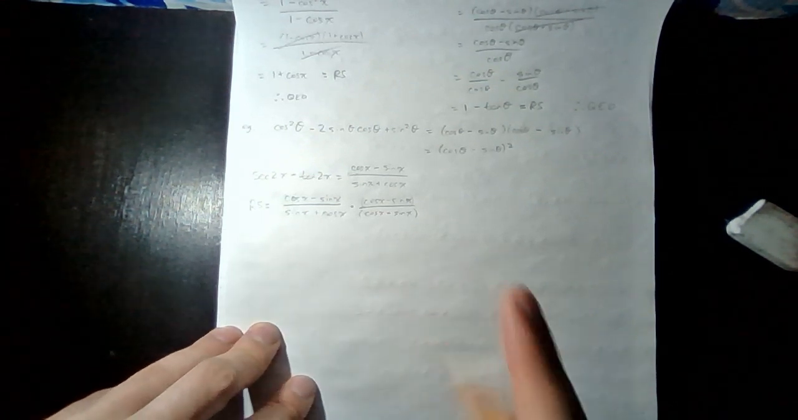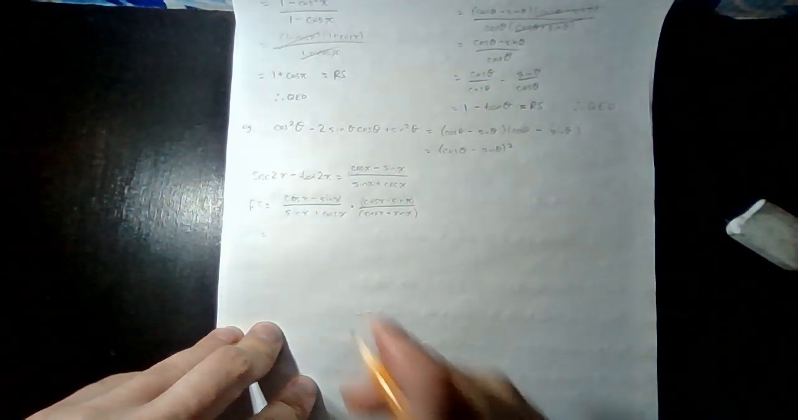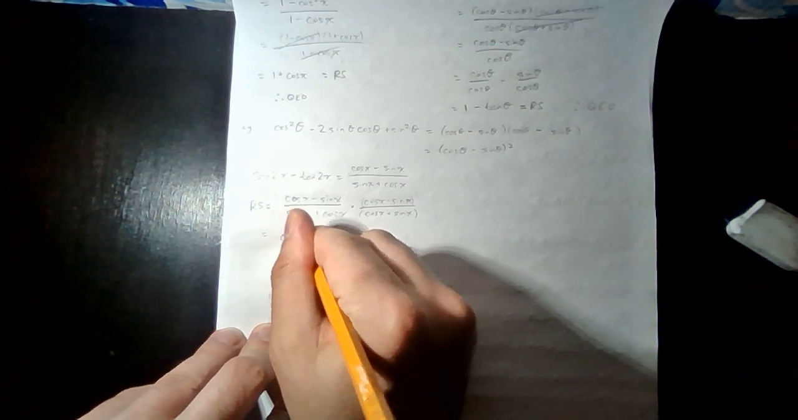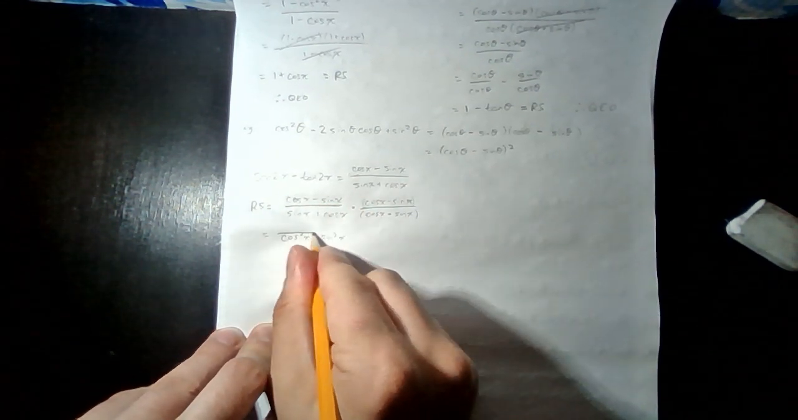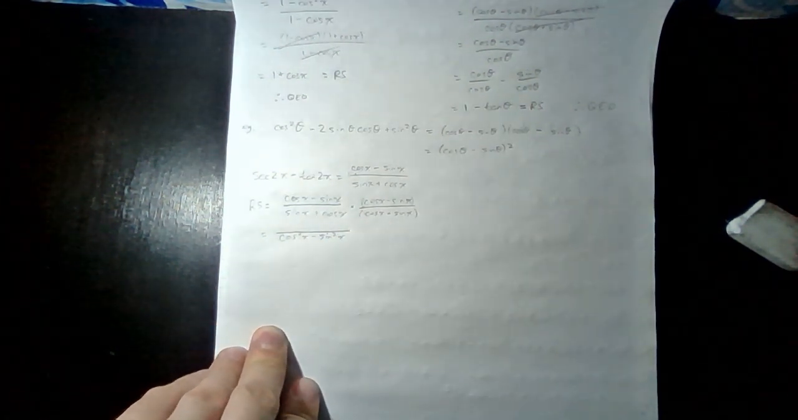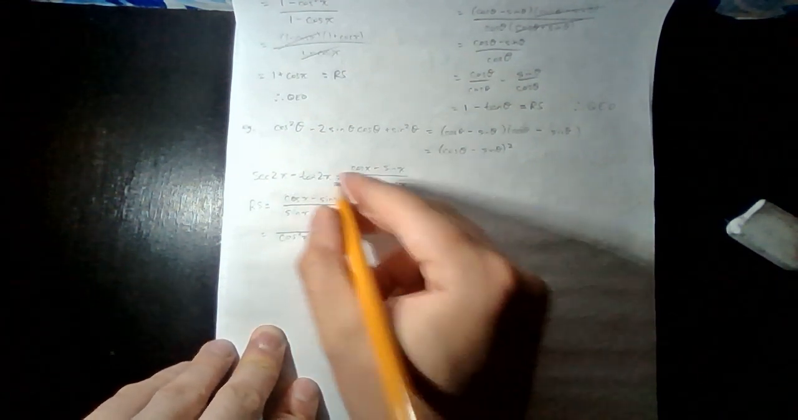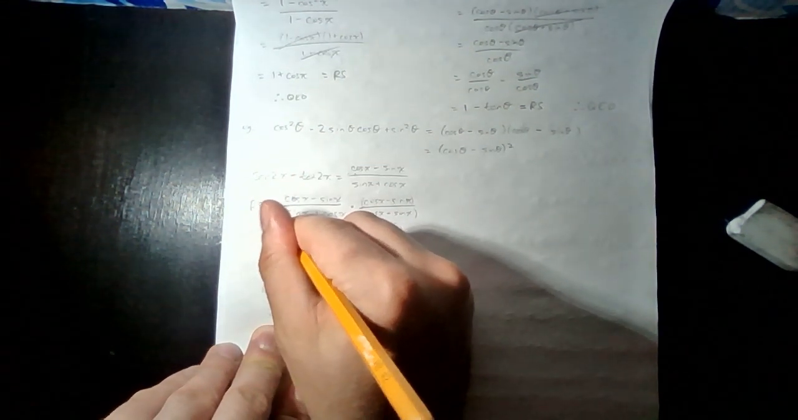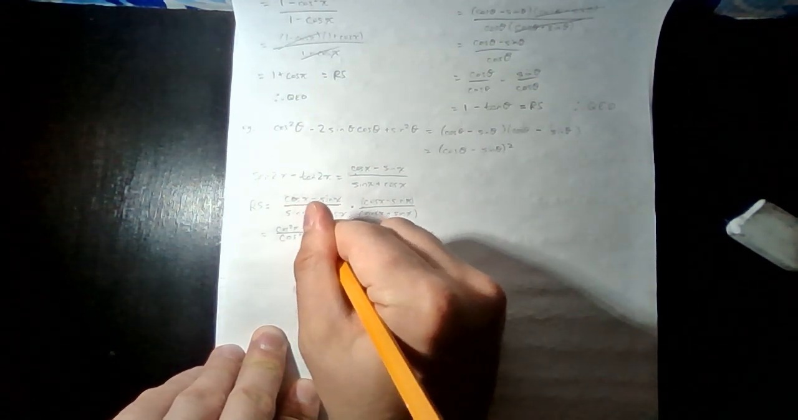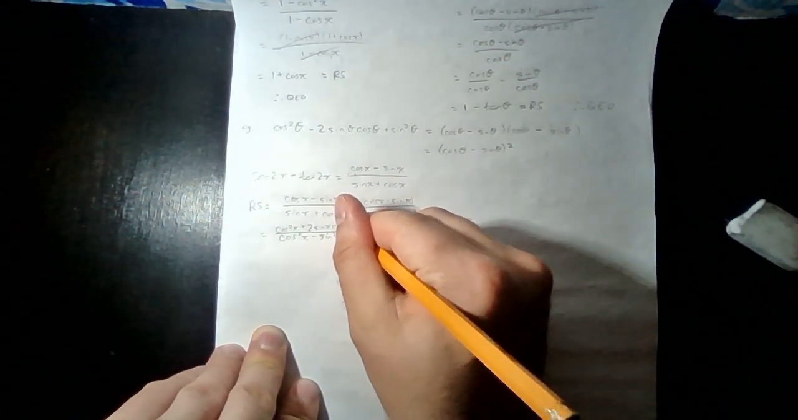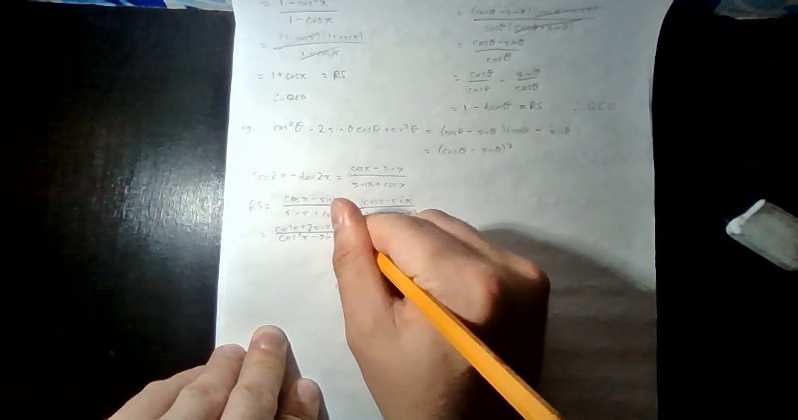And so our denominator, we're going to get cos squared x minus sine squared x because it's a difference of squares. And then the numerator, because it's a perfect square trinomial, if we multiply that all out, we would get cos squared x plus 2 sine x cos x plus sine squared x.